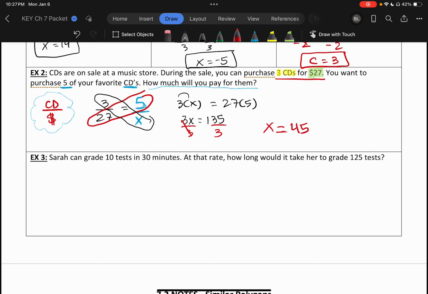So to answer the question, x represented the part on the bottom, the dollars that it costs for 5 CDs. So how much will I pay for them? To answer the question, you will pay $45. Okay, so just make sure that you actually read the question. Don't just put 45. Make sure that you answer the question, how much will I pay for them? 45 what? 45 cents, $45. So just make sure that you're answering that question appropriately.